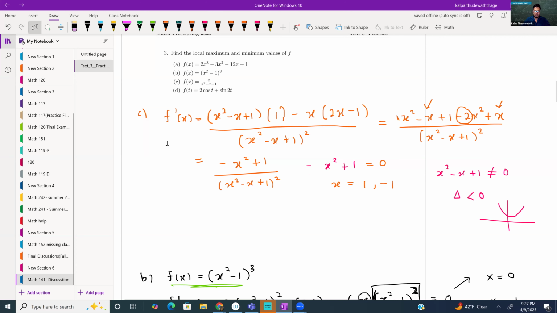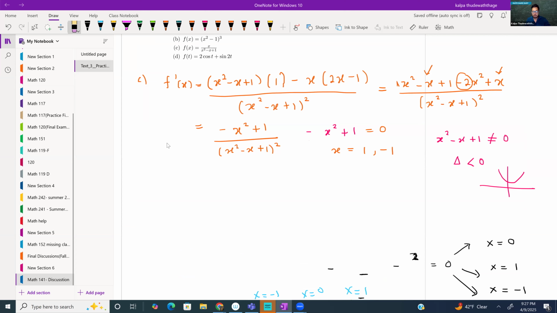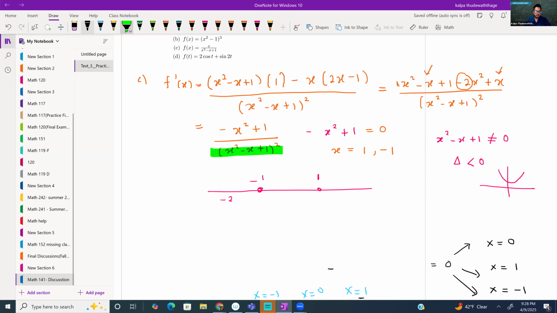You can take the second derivative, but I think you don't need to take the second derivative to discuss local min and max, because again you have to use the quotient rule. So I'm not going to do that. Instead, I'm going to discuss what happens around this one. I can choose something like -2 and plug it in. I don't care about the denominator.